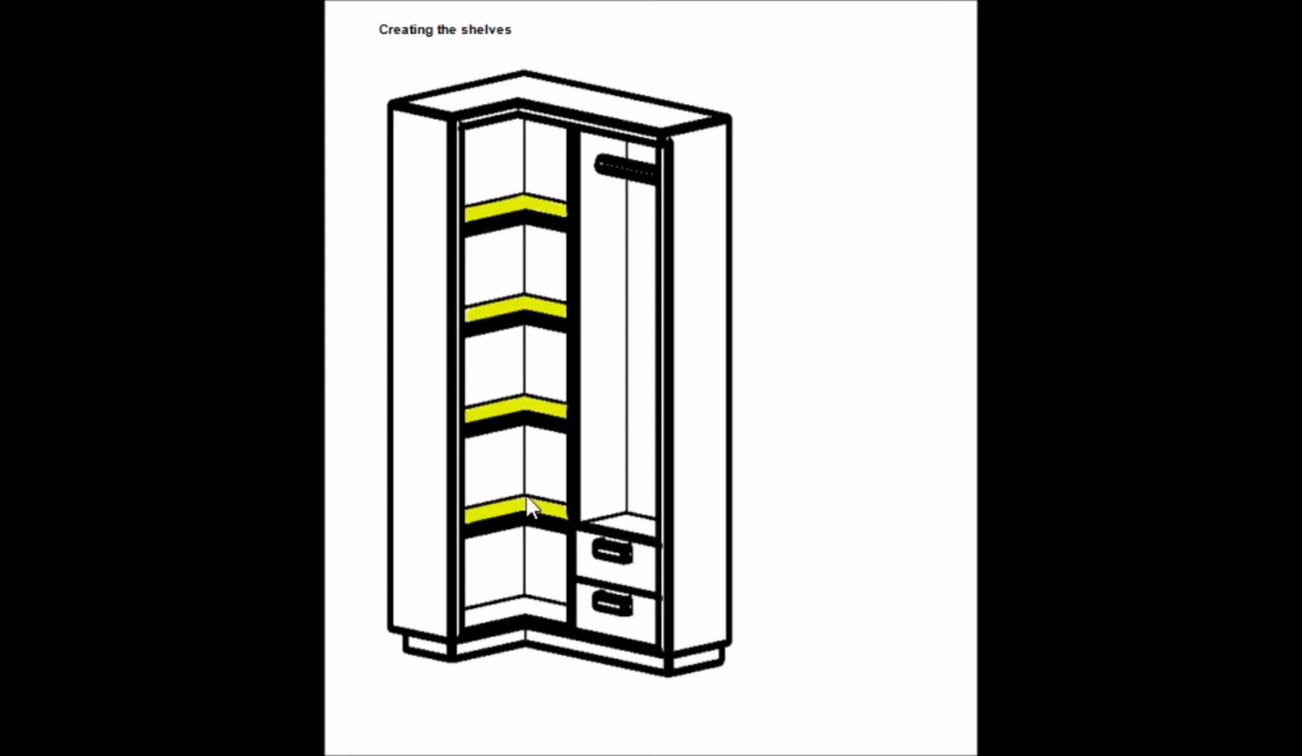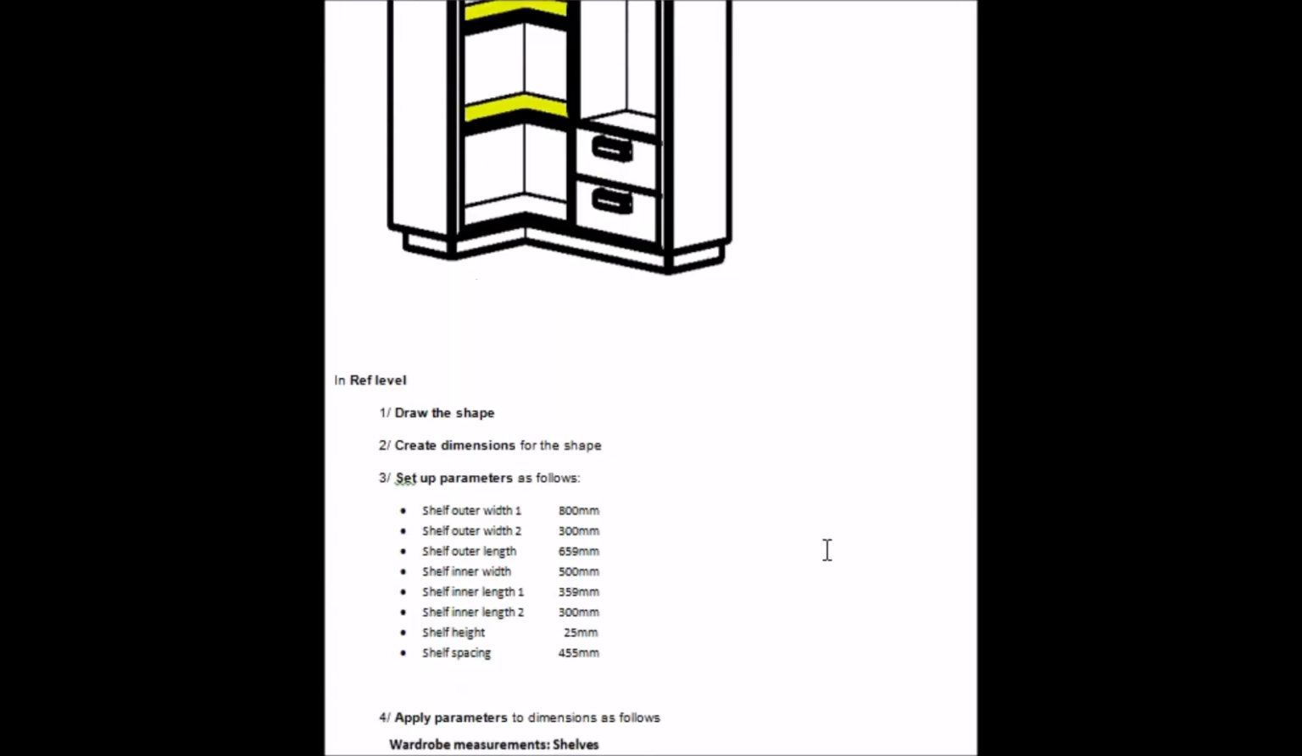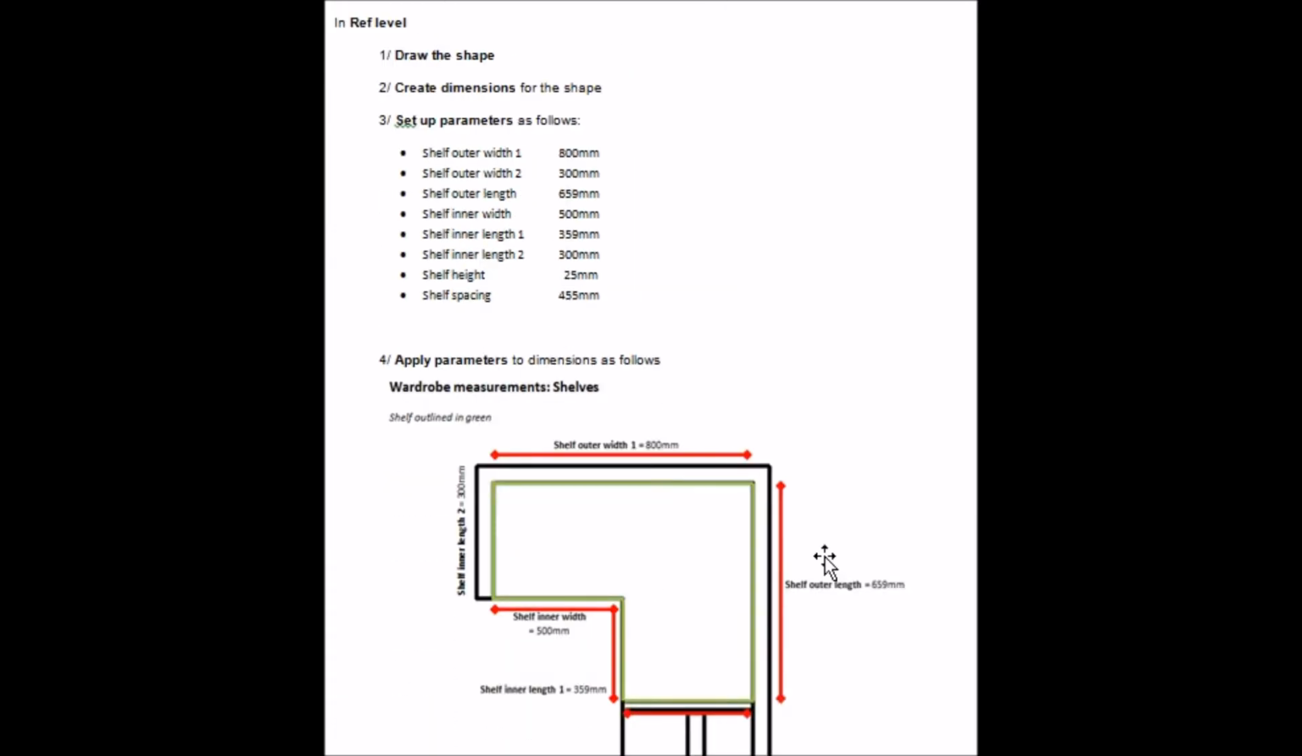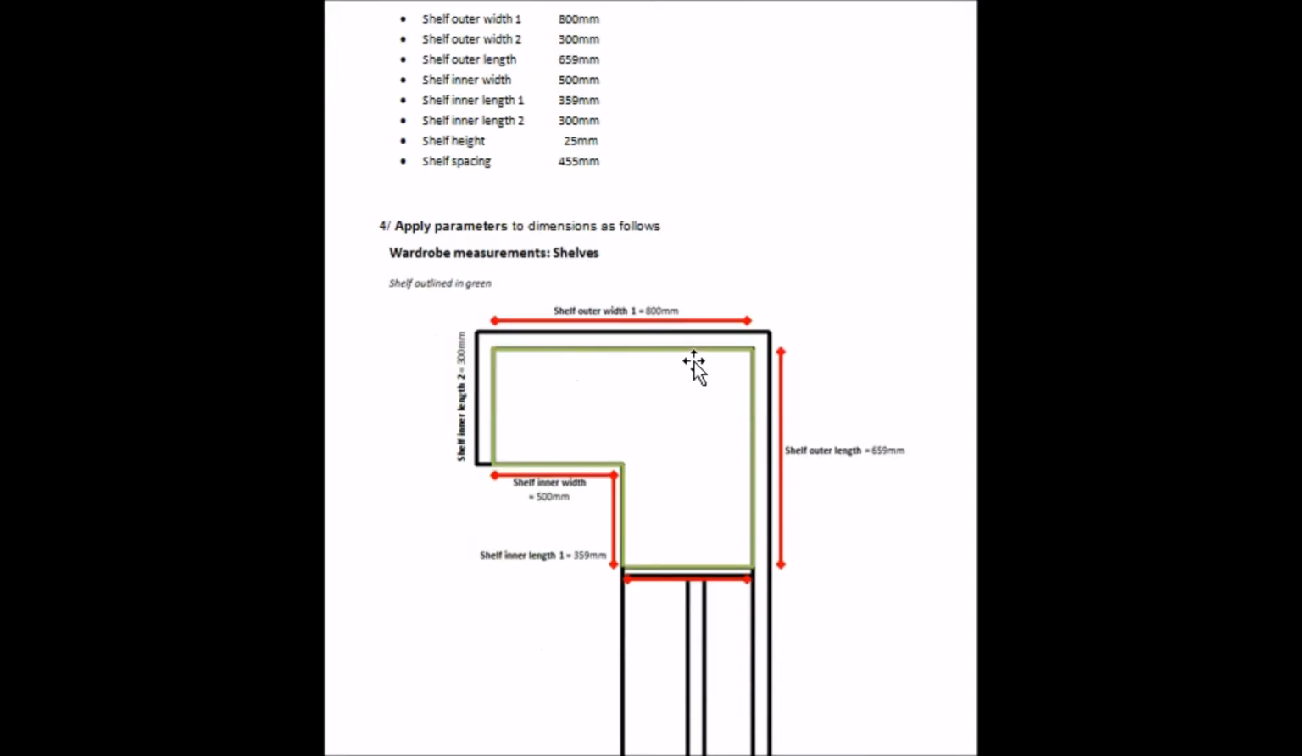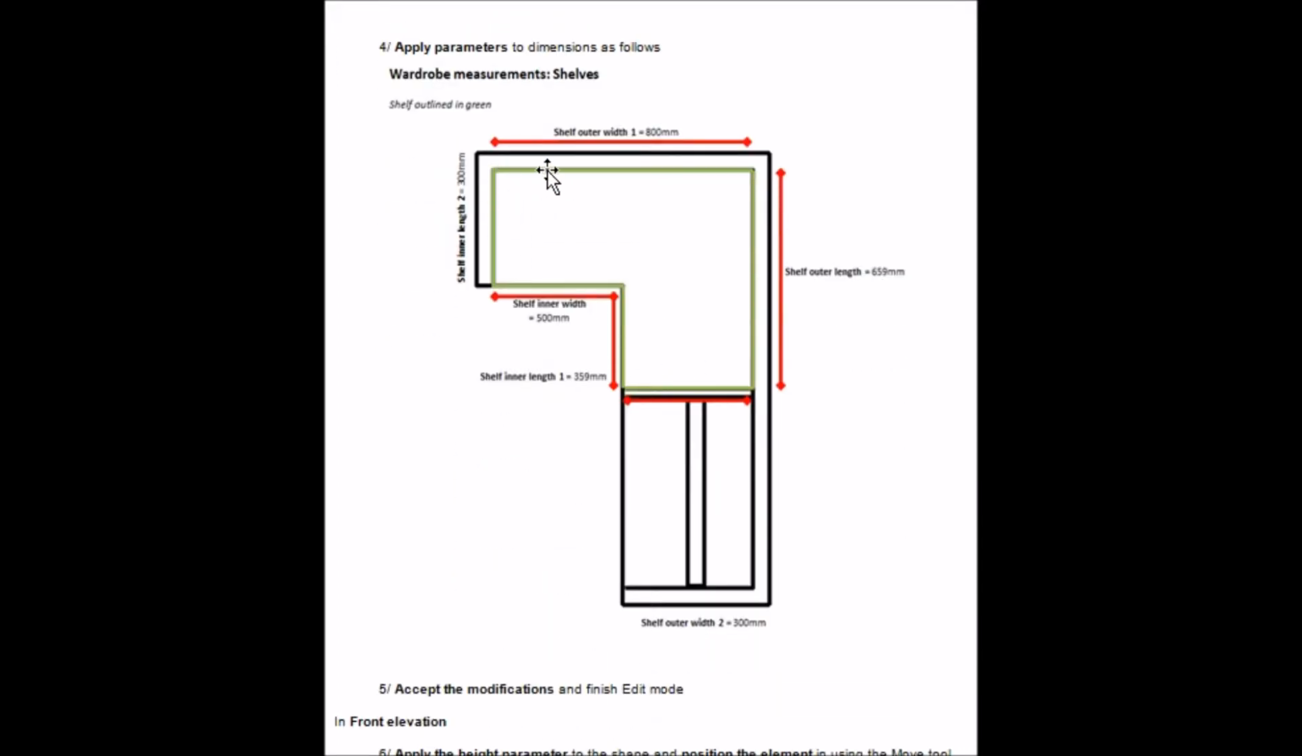Now we need to create 4 shelves. They sit above the floor and they're spaced 455 millimeters apart. Again, we'll follow the same workflow process. And you can see this is the outline of the shelves here. You can see that it follows the inside of the outer walls and the dividing walls going around.